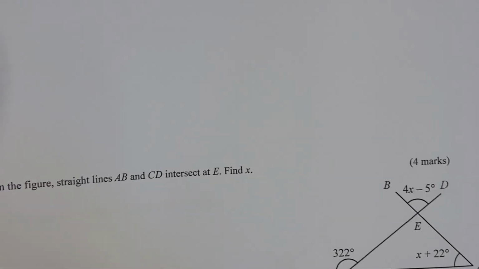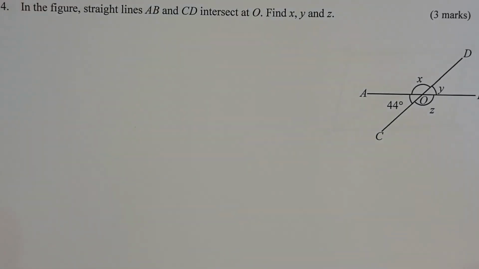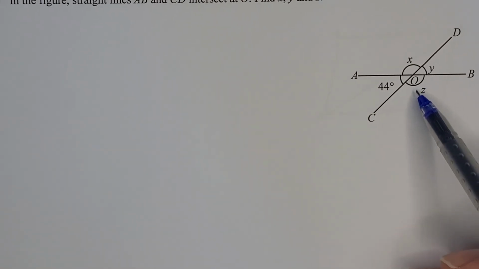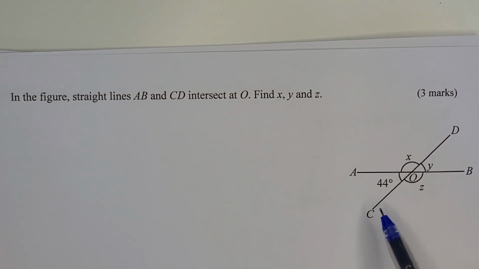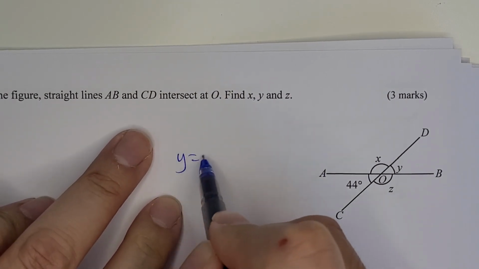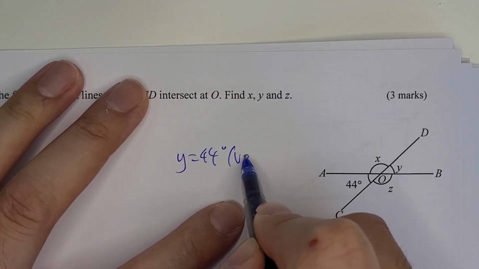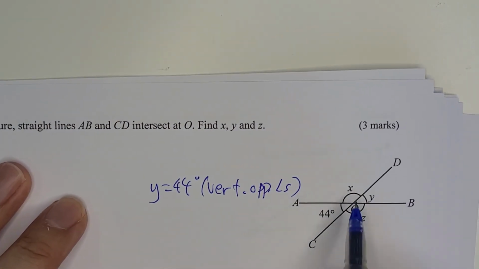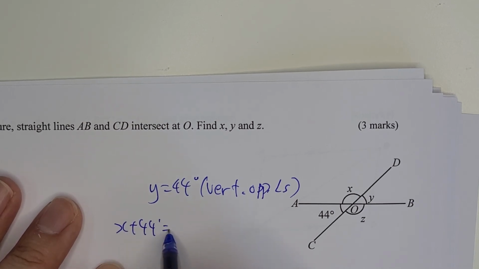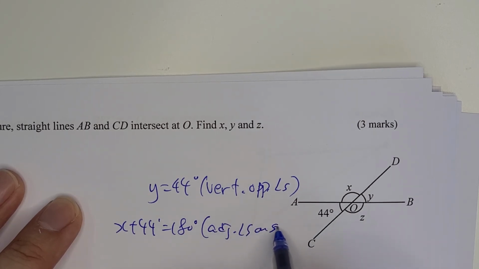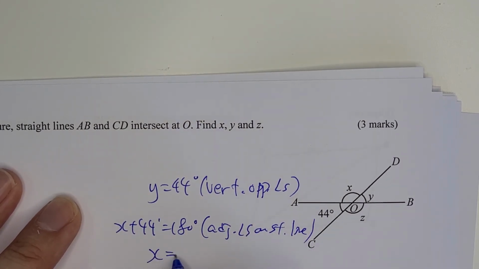So question number 14. In the figure, these two are straight lines. Find x, y, and z. They're quite straightforward. Okay, you can see that y equals 44 degrees because vertically opposite angles, and x plus 44 degrees equals 180 degrees. Reason: adjacent angles on a straight line, so x can be obtained as 136 degrees.